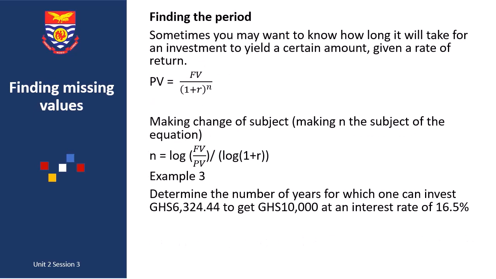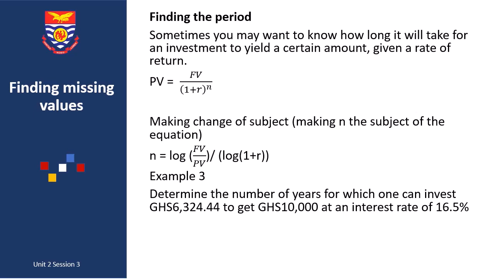Alright, finding the period. Sometimes you may be asked to find the period, which is the number of years. The question can give you the future value, the present value, and the rate, and they will ask you to find the number of years it will take for you to move from A to B. For that one too, you just have to change the subject and make n the subject of the equation. We are going to get this long formula. It's not anything, it's just the logarithm function. You can just apply your calculator and you are good to go.